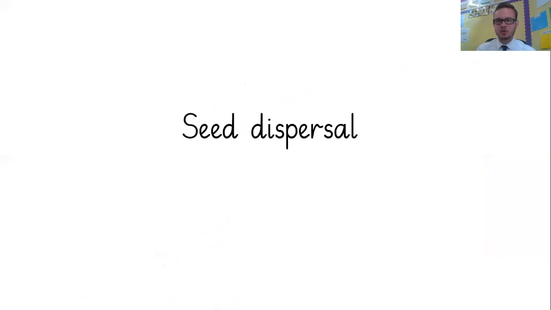Okay, seed dispersal. What do you think it is? Well, it's to do with seeds, and we know that seeds are needed for reproducing. It's to do with how seeds get around. So once the pollination is complete, how do those seeds actually get from place to place? We're going to have a look at why.